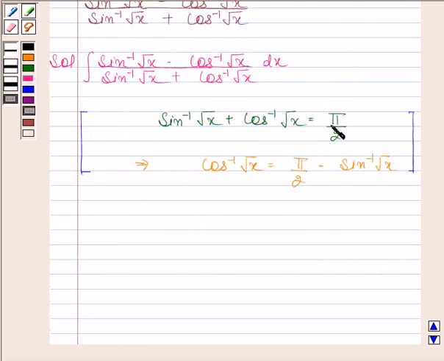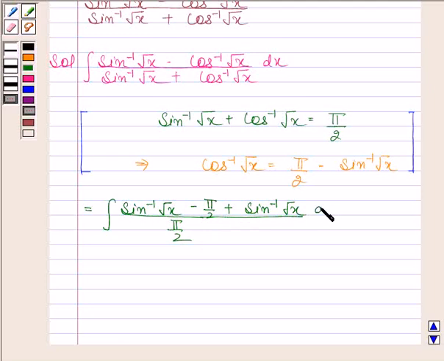Now by substituting pi by 2 in place of sin inverse root x plus cos inverse root x, and pi by 2 minus sin inverse root x in place of cos inverse root x, we get integral of (sin inverse root x minus pi by 2 plus sin inverse root x) by (pi by 2) dx. This is equal to 2 by pi into integral of (2 sin inverse root x minus pi by 2) dx.